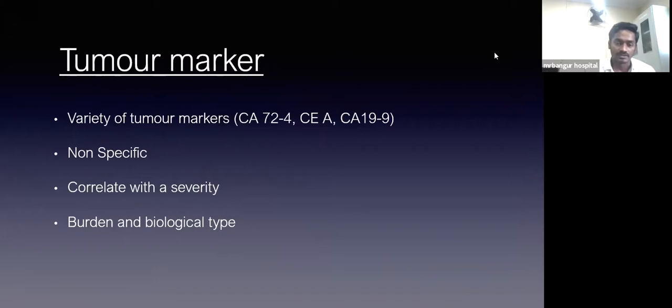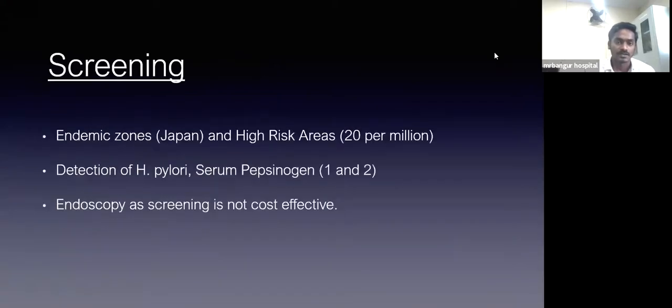They correlate with the severity of the disease. The greater the value of the tumor markers, the greater the severity of the stage of the disease. Tumor markers also tell about the burden and biological type of the disease. Screening is done only in endemic zones like Japan and in high-risk areas where the prevalence of the disease is greater than 20 per million.